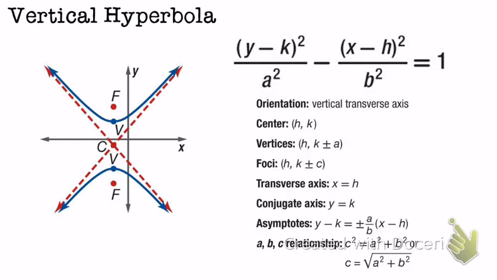The focus points are always going to be inside the hyperbola, and it's that distance from the center of the hyperbola, not from the vertices. And then last, your equation for the asymptotes is y minus k equals plus or minus a over b times (x minus h). And if you want to, you can go ahead and move the k to the right-hand side of the equation by adding k to both sides. So then it's y equals plus or minus a over b times (x minus h), plus k.